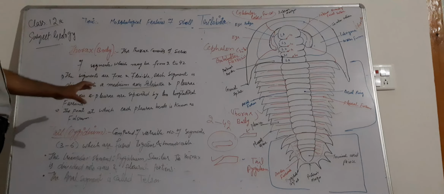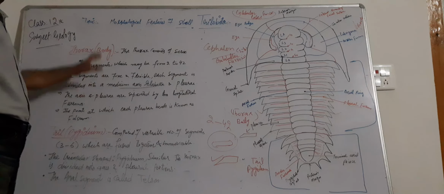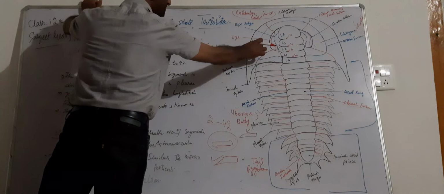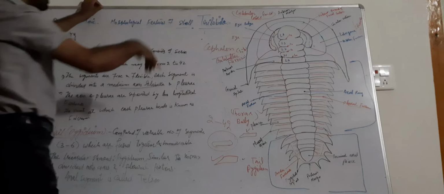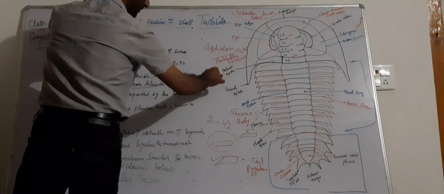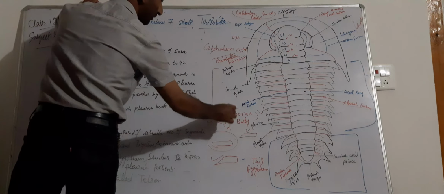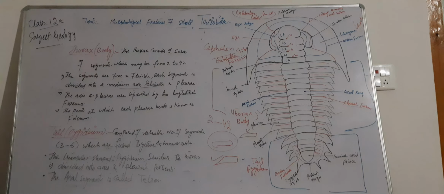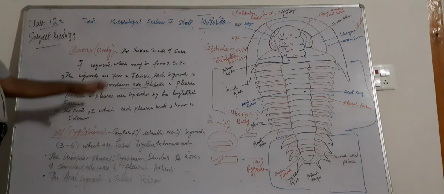So this was all about trilobita. The head shield we completed in the previous class. Now in this class we have completed almost the thorax part and tail part of this trilobita shell. These are the different morphological characters of this trilobita shell. So this was all about this fossil trilobita.